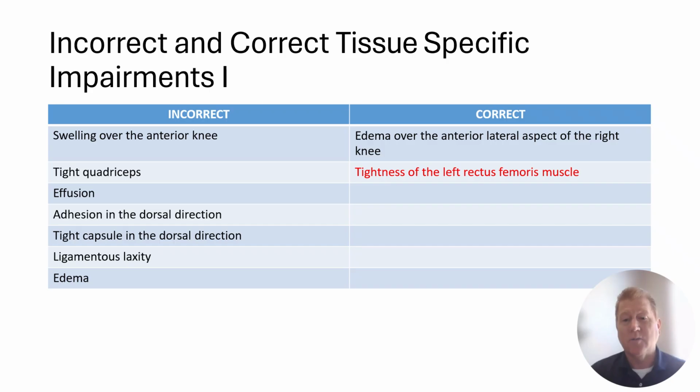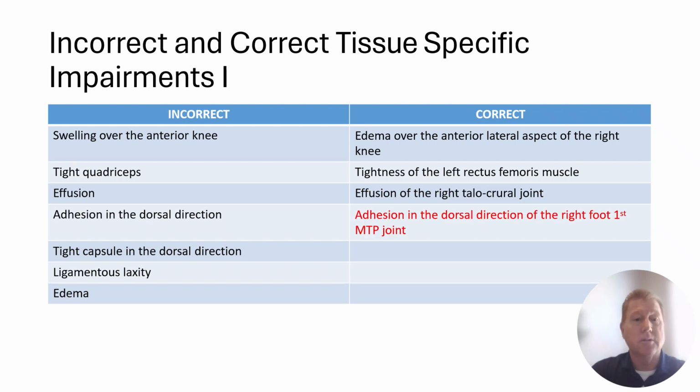Yes, rectus femoris is part of the quadricep, but it is one part, and that is the specific part, because we know that there are 4 parts to the quadricep. Typically, it's the rectus femoris that's involved, as it is the 2-joint muscle. Okay, our next one, effusion, right side, and the specific place for the effusion, knowing that effusion is a joint-specific swelling versus edema, which we'll see here in just a second. Here we've got an adhesion of the right first MTP in the dorsal direction, which would be limiting extension range of motion.